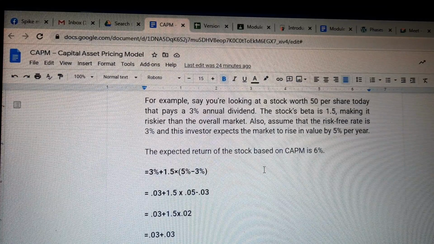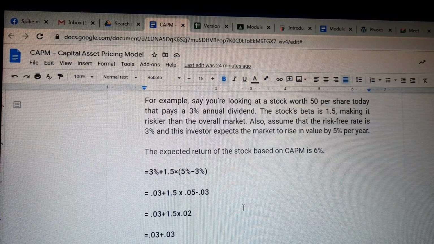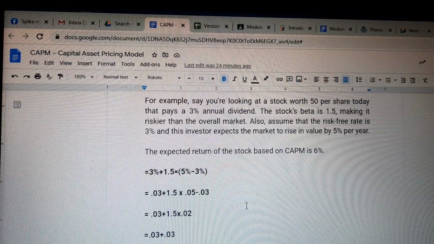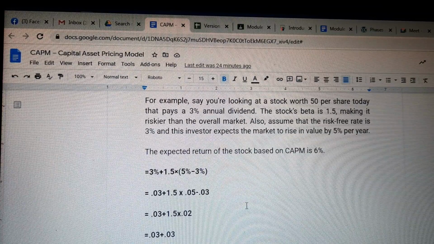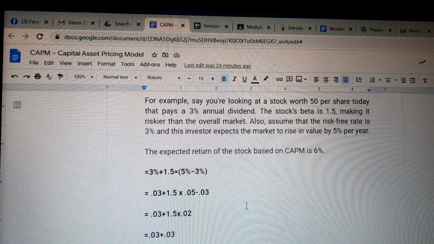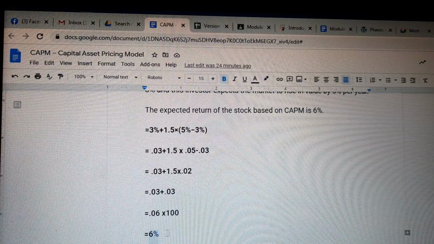Ang expected nimo nga return ani nga stock kung imo siyang i-calculate in advance is you already have the idea nga mag-gain og 6% ang imuhang return of investment. 6%. So that's it.